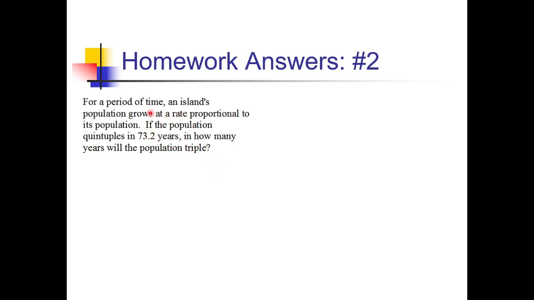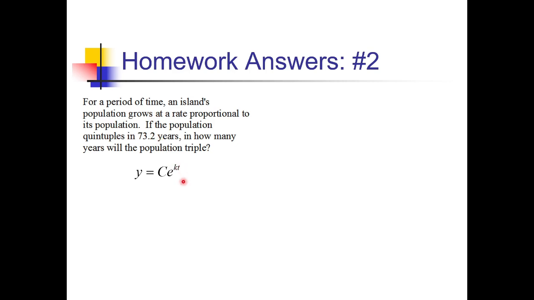So since I have this population growing at a rate proportional to the population, that's code for exponential growth in calculus land. So we can use y equals ce to the kt to deal with this problem. Ultimately, we want to know in how many years the population will triple. So when the y value is 3 times whatever the c value is, we want to know what the t value is. Unfortunately, I would also need to know what k is in order to figure that out, and I don't yet. So in order to get the k value, I'm going to use the other piece of information about our population quintupling in 73.2 years.